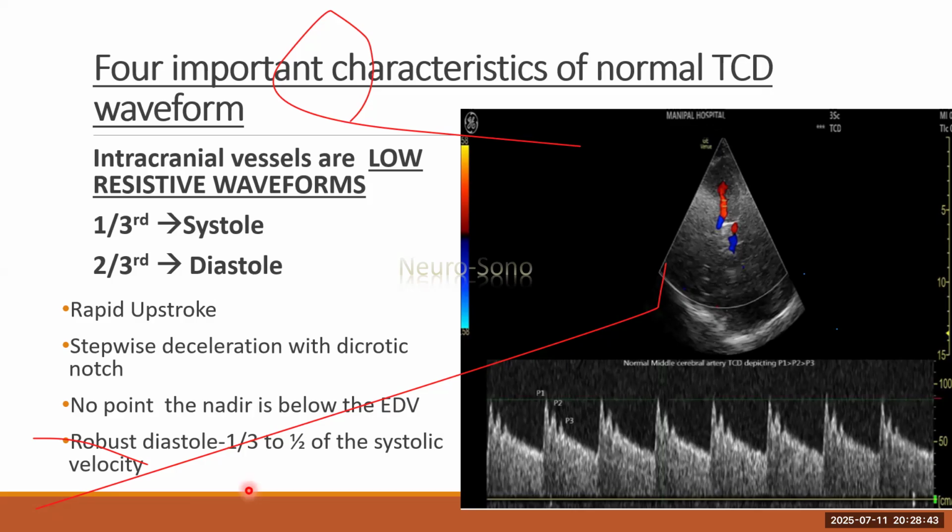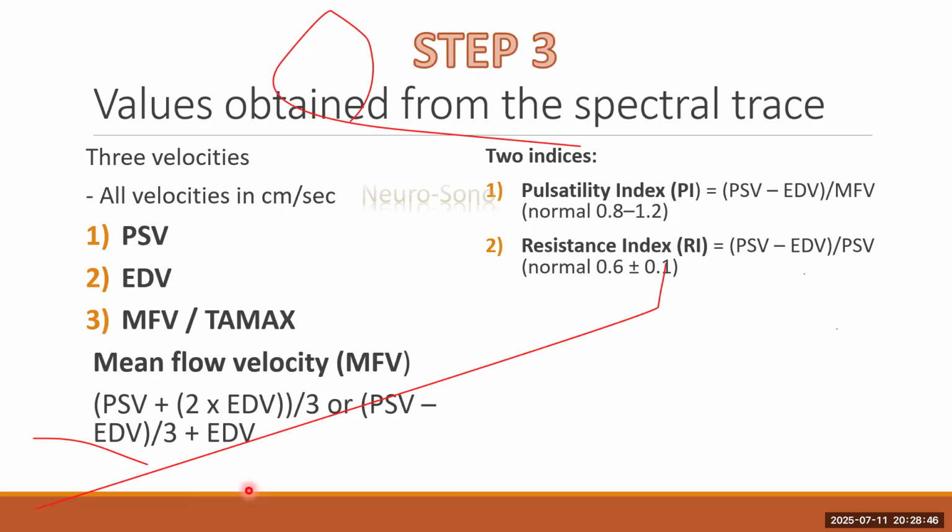So this is how we approach; this completes our step two. Step three is identification and analysis of the waveforms obtained through the spectral tracing. There are three velocities which are most important for us: the peak systolic velocity, the end diastolic velocity, and the mean flow velocity. There are two indices we need to remember: the pulsatility index and the resistive index. The PI is the peak systolic velocity minus the end diastolic velocity divided by mean flow velocity, the normal values being 0.8 to 1.2, whereas the resistive index is the PSV minus EDV divided by peak systolic velocity.